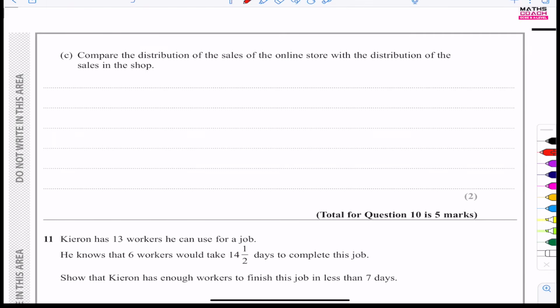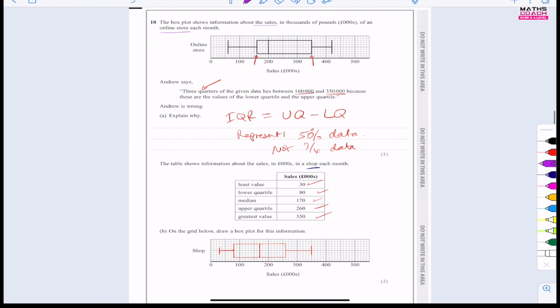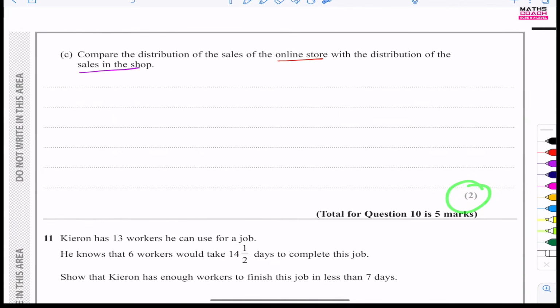Now the question goes on to a part C, which says to compare the distribution of the sales of the online store with the distribution of the sales of the shop. Okay, so I need to look at both of these box plots together. Now, what you can see is it's for 2 marks as well. So that's something to be noted. So you need 2 different points. Okay, that's what you need to think about when you get these questions.